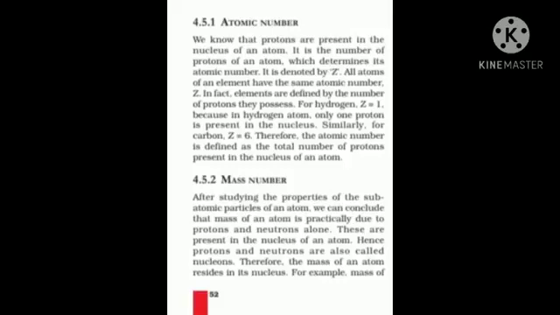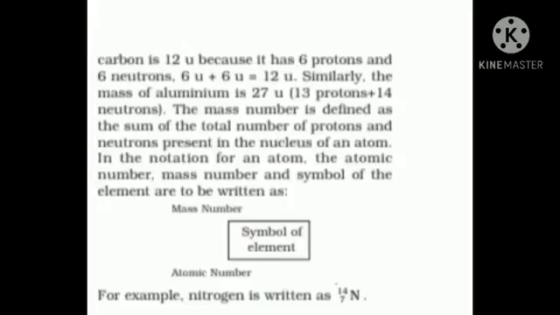For example, the mass of carbon is 12 U because it has 6 protons and 6 neutrons: 6 U plus 6 U is equal to 12 U. Similarly, the mass of aluminium is 27 U: 13 protons plus 14 neutrons. So, the mass number is defined as the sum of the total number of protons and neutrons present in the nucleus of an atom.